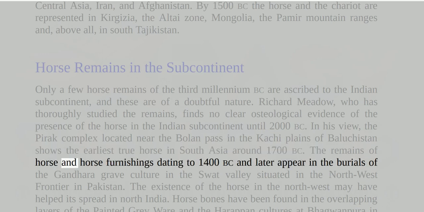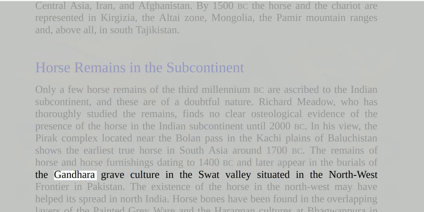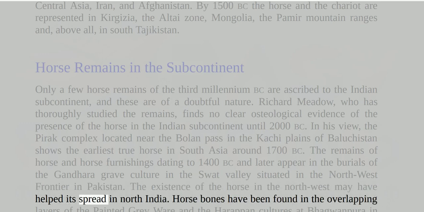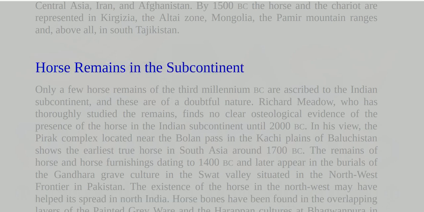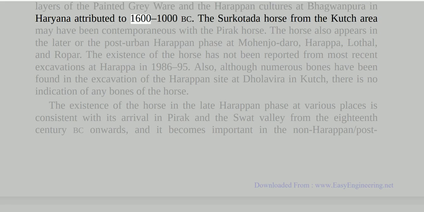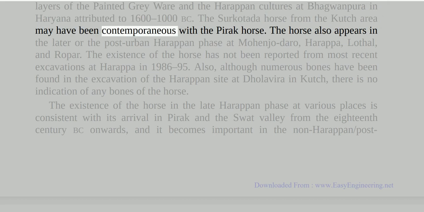The remains of horse and horse furnishings dating to 1400 BC and later appear in the burials of the Gandhara grave culture in the Swat Valley situated in the northwest frontier in Pakistan. The existence of the horse in the northwest may have helped its spread in North India. Horse bones have been found in the overlapping horse remains in the subcontinental layers of the painted grey ware and the Harappan cultures at Bhagwanpura in Haryana attributed to 1600-1000 BC. The Surkotada horse from the Kutch area may have been contemporaneous with the Pirak horse.